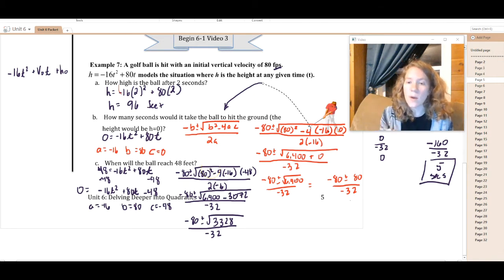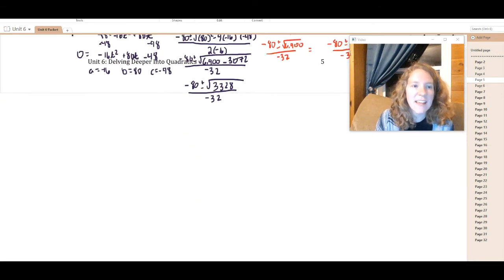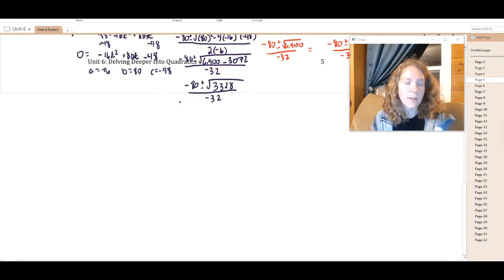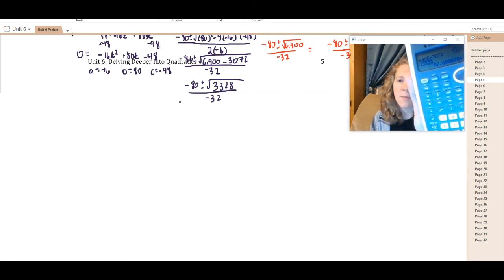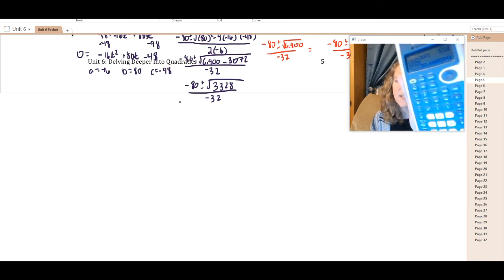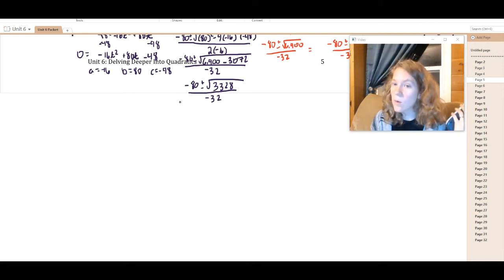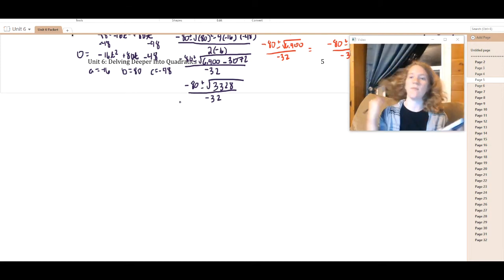Now, because this is a word problem, I'm not just going to leave it as the square root of 3,328. I want to have an actual answer. When I put the square root of 3,328 in the calculator, it gives me this. Notice it didn't give me the option of simplifying that radical. That's because the calculator does not like taking the square root of large numbers. That's why we had to spend that time learning how to simplify them by hand, because sometimes your calculator won't do it for you.